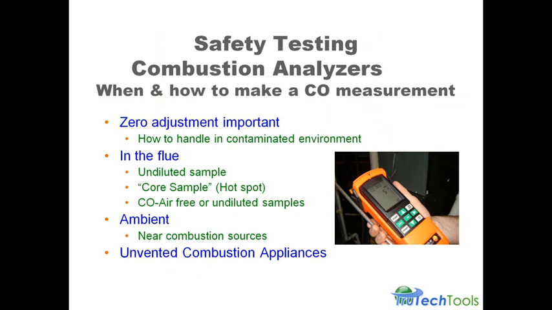We're going to test in the flue. We want to make sure we get an undiluted sample. And this is particularly in larger flues. We need to find the hot spot or the core sample in the flue. The hottest spot in the flue is where we want to measure. Again, these are air-free or undiluted samples. If we're talking ambient CO, we want to also be near combustion sources. And we always want to test unvented combustion appliances.